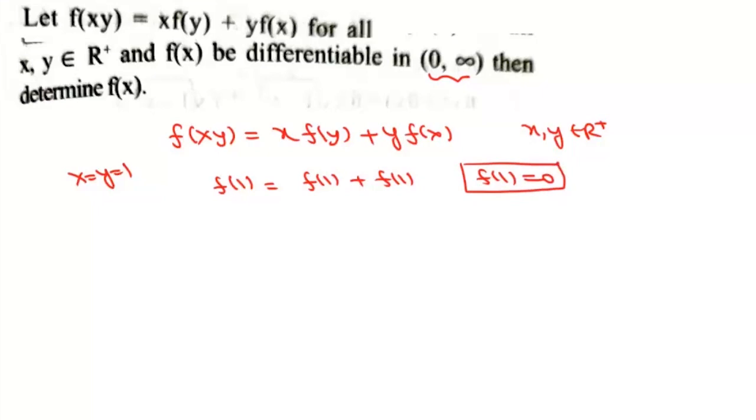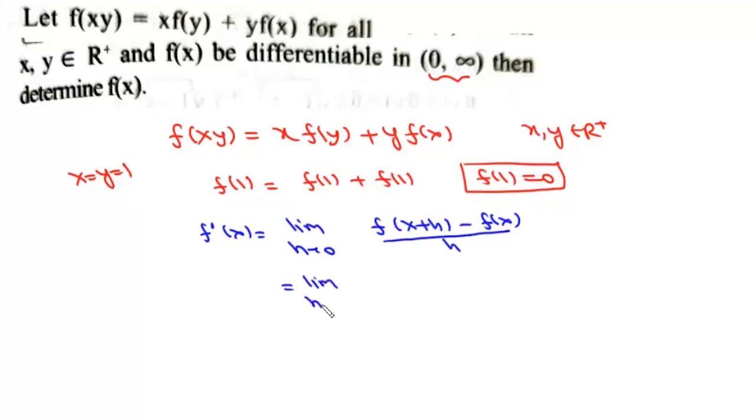Now we'll find f'(x). This f'(x) will be this limit as h tends to 0 of f(x+h) minus f(x) upon h, which is this limit as h tends to 0 of f(x(1+h/x)) minus f(x) upon h. Now this is f(xy).